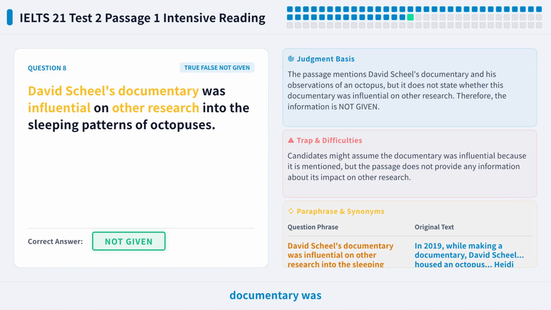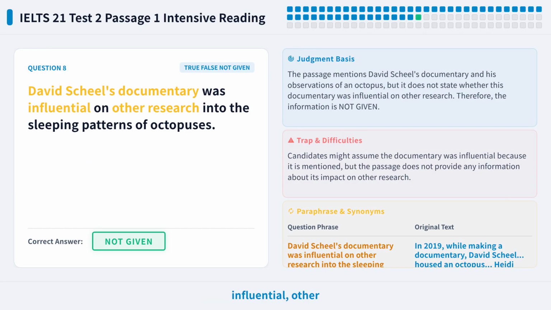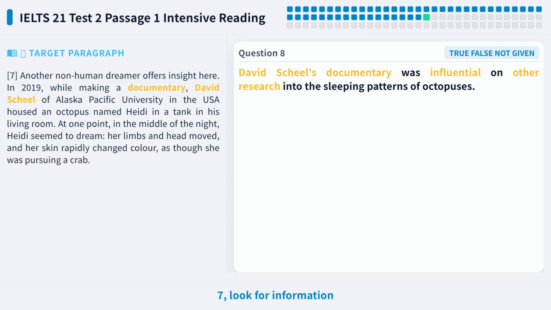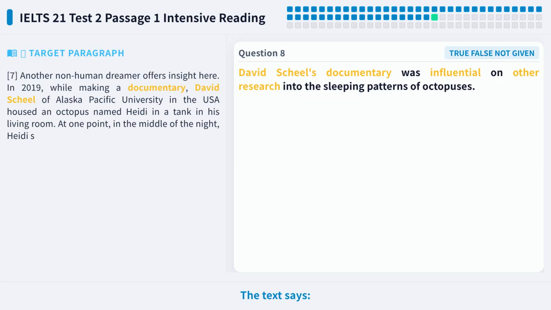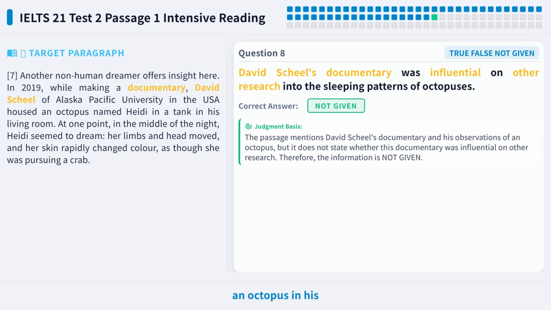David Scheel's documentary was influential on other research into the sleeping patterns of octopuses. Key clue words: David Scheel, documentary, influential, other research. Locate paragraph 7. Look for information about David Scheel and the documentary. The text says, in 2019, while making a documentary, David Scheel housed an octopus in his living room and observed it seeming to dream. The original phrase is while making a documentary.